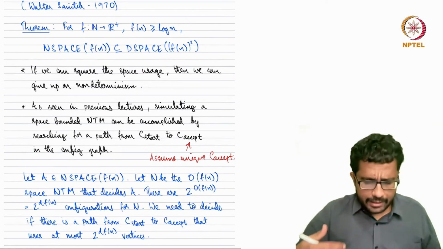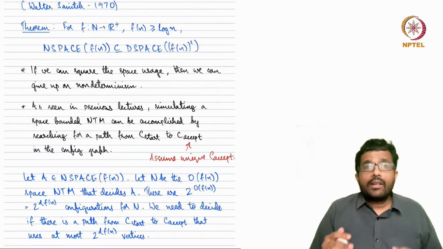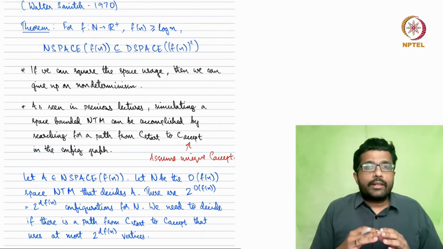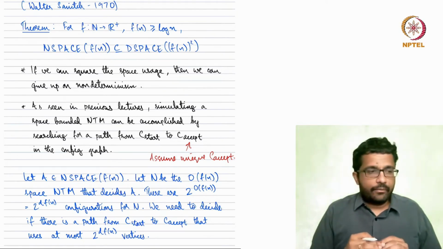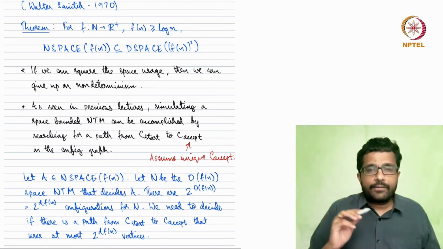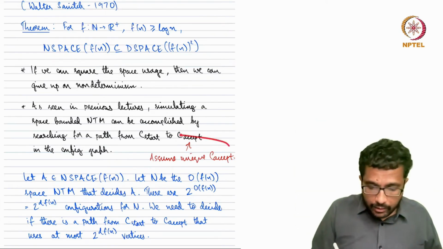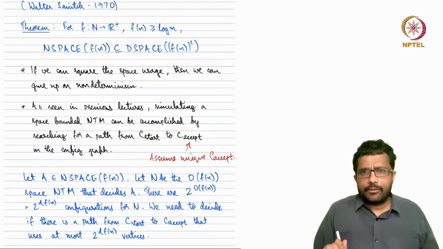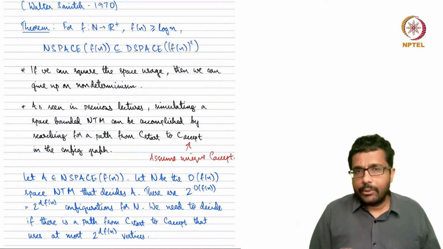It builds on some of the things that we have already seen in the previous lectures. We saw that to decide whether a space-bounded non-deterministic Turing machine accepts a certain input string, we just have to look at the configuration graph and see whether there is a path from the starting configuration to the accepting configuration. Of course, we need to assume that there is a unique accepting configuration, but we have already discussed how to get to that. This is a relatively easy thing to accomplish.